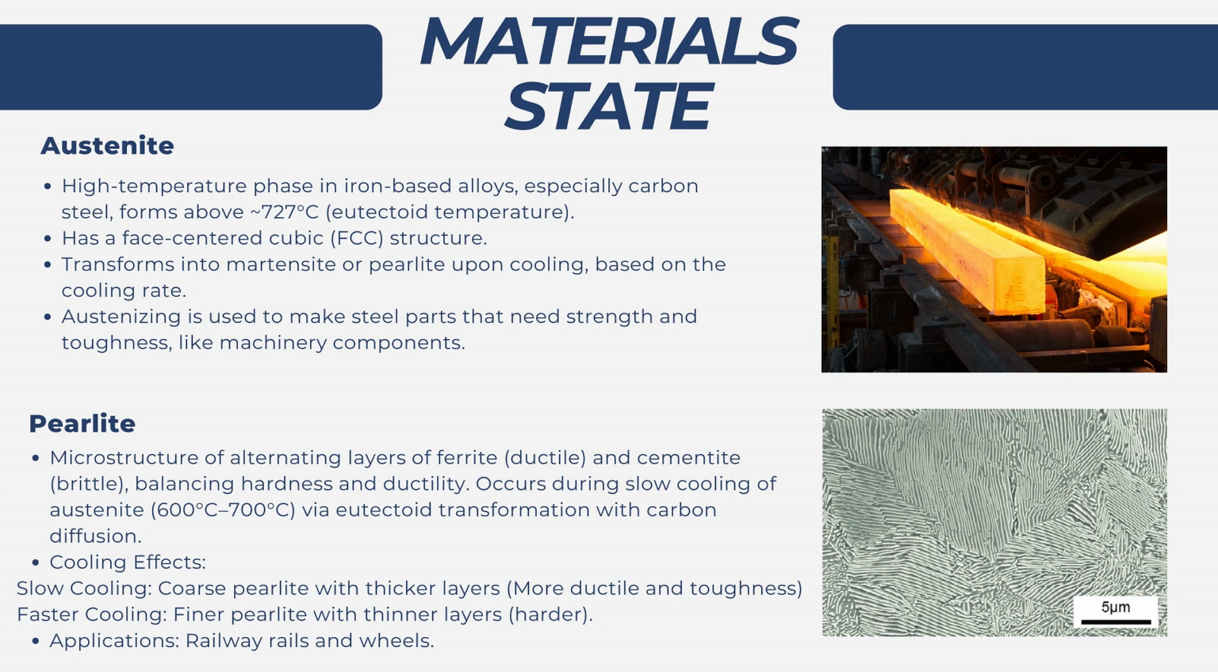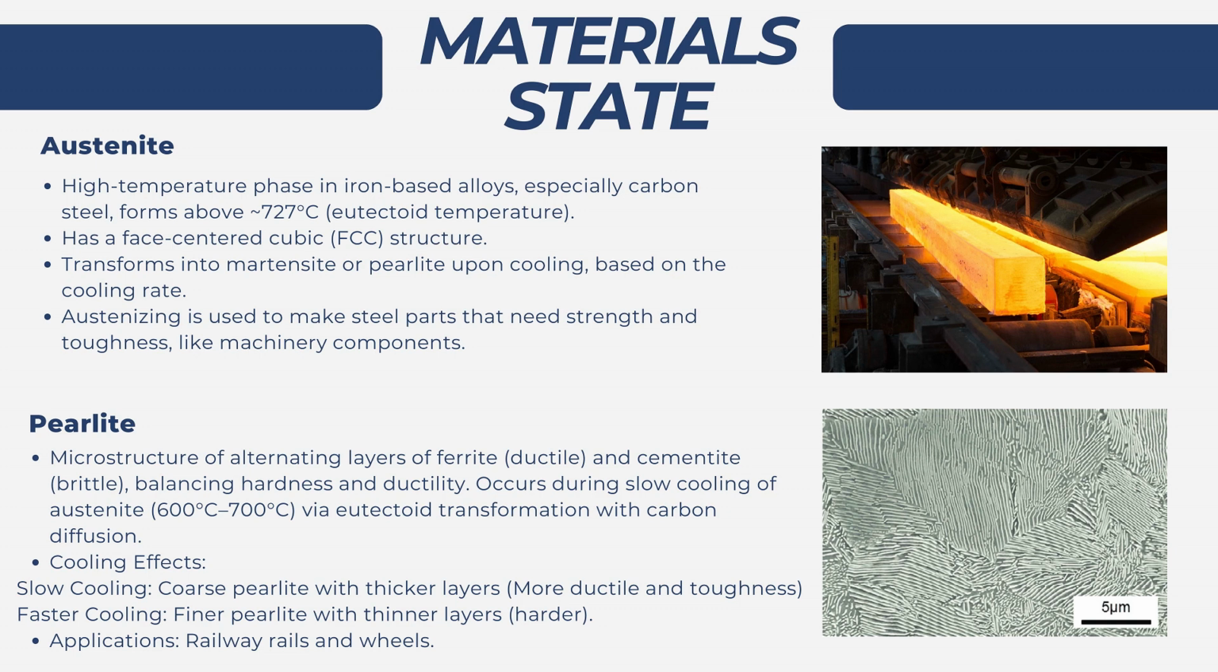Austenite has a face-centered cubic or FCC structure and can be transformed into martensite or perlite upon cooling based on the cooling rate. If the cooling rate is rapid, it becomes martensite, and if the cooling rate is medium to low, it becomes perlite. So austenizing relates to heating the temperature above 727 degrees Celsius until it becomes austenite. This method is usually used to make steel parts that need strength and toughness, such as machinery components and automotive.